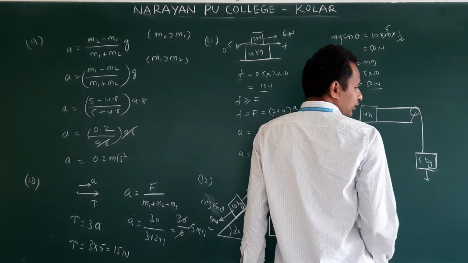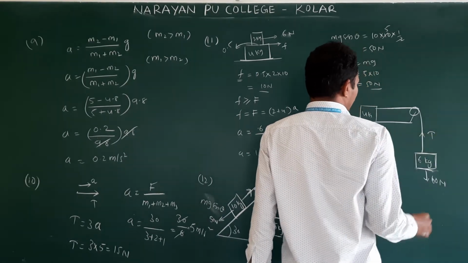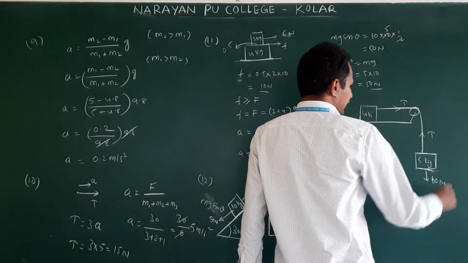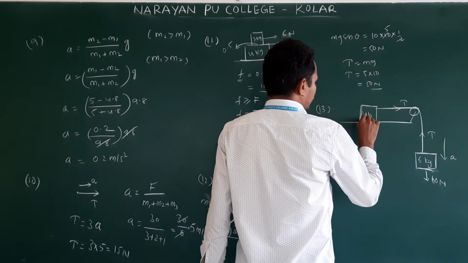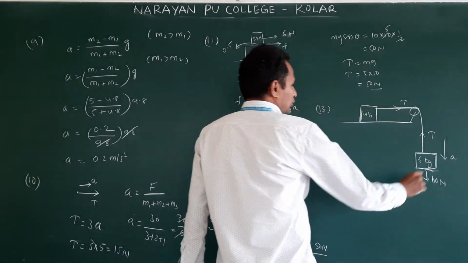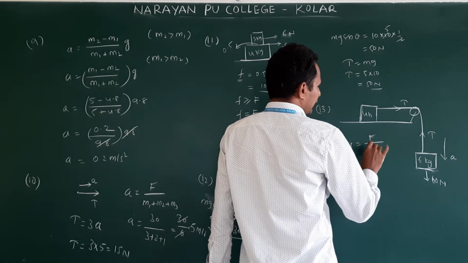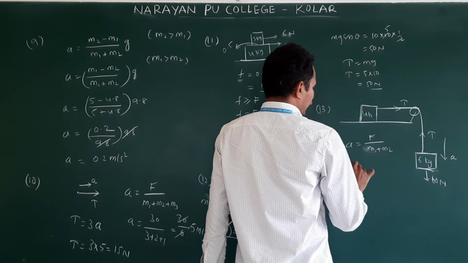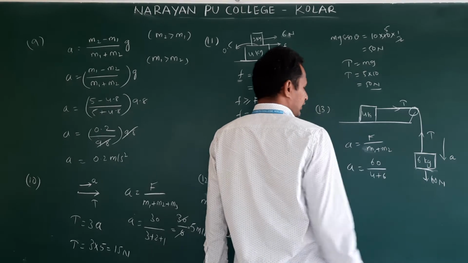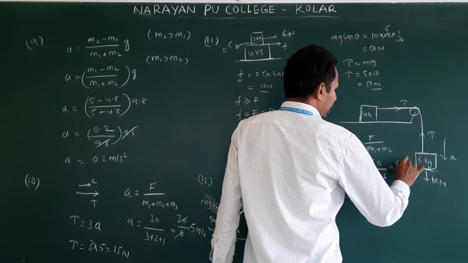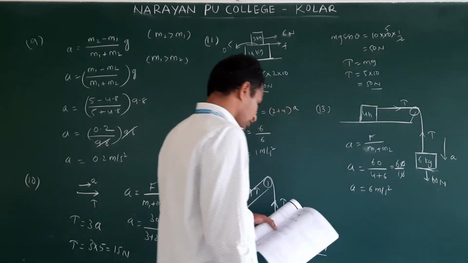Then weight acts downwards, 6 into 10, 60 newtons. Tension acts upwards. Tension pulls in this direction, and this accelerates downwards. Okay? So acceleration, how do you write? A is equal to F by total mass. Let us say M1 plus M2. Which force is acting? 60 newtons. 60 by 4 plus 6, so this is 60 by 10. So A is equal to 6 meter per second square.